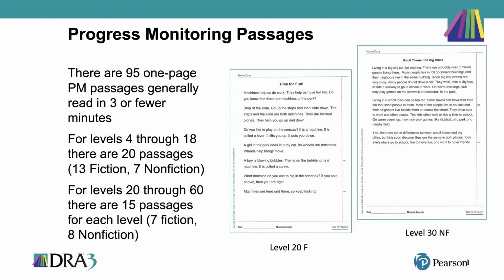Progress monitoring passages 4 through 18 are first grade level passages intended to be used with second or third grade students who are reading below an established benchmark. Passages 20, 30, and 40, and so forth, are intended for intermediate or middle school students who are reading well below grade level expectations. After a student reads a passage and completes the assessment, the passage may be used for instruction. For example, the student may reread the passage to work on aspects of fluency.